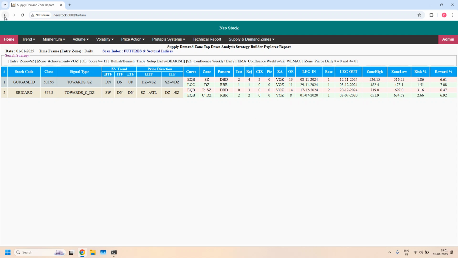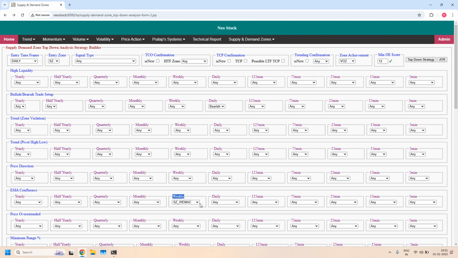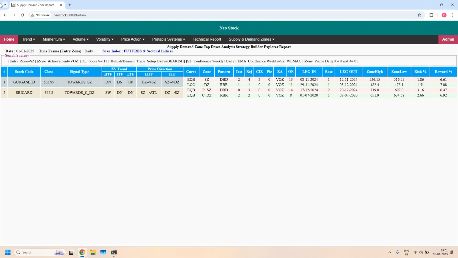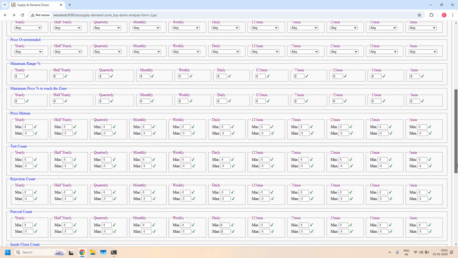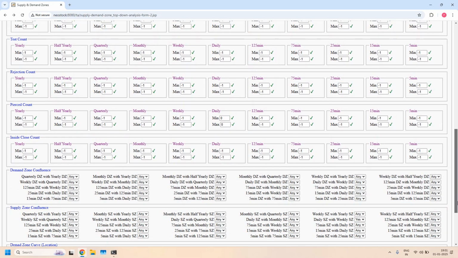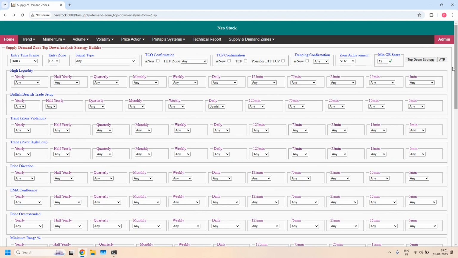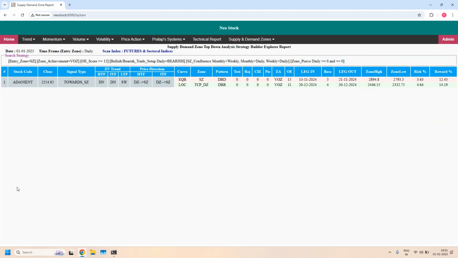parameter is LTF, ITF and HTF zone confluence. Earlier, what are the stocks? 2 stocks are filtered out of 3. Okay, now I am removing the EMA filter. For LTF, ITF and HTF, in the supply zone confluence, 3 filters we have to set. First filter is already enabled, daily with weekly zone confluence. Next, daily with monthly supply zone confluence. And weekly with monthly supply zone confluence. With all the 3 filters, we got only 1 stock.